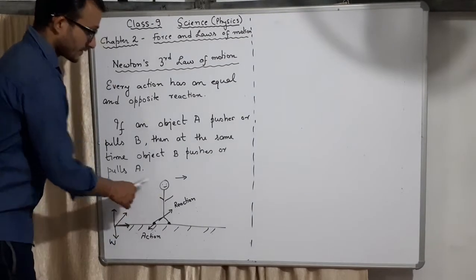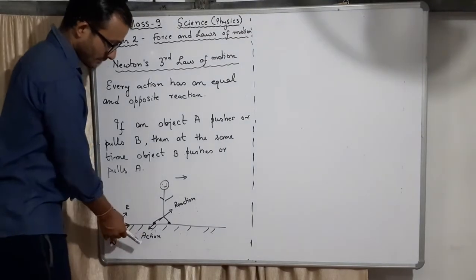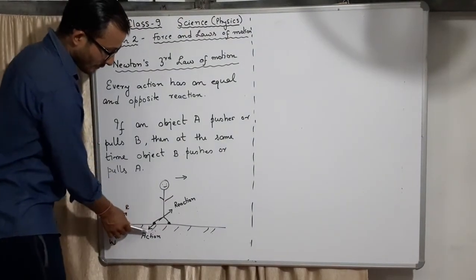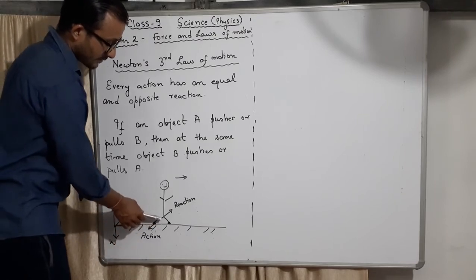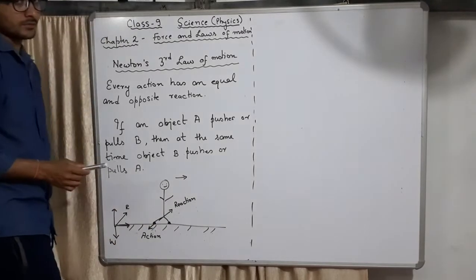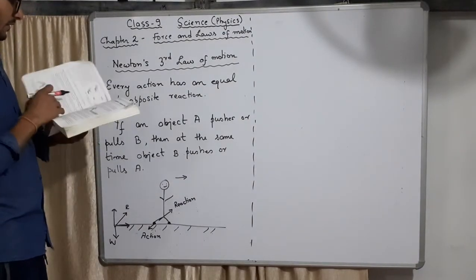The body A is the object, the person, the athlete. Body B is the ground. A is exerting a force, the action, here. The ground is exerting the force on the opposite side. This is the first example given in the textbook.